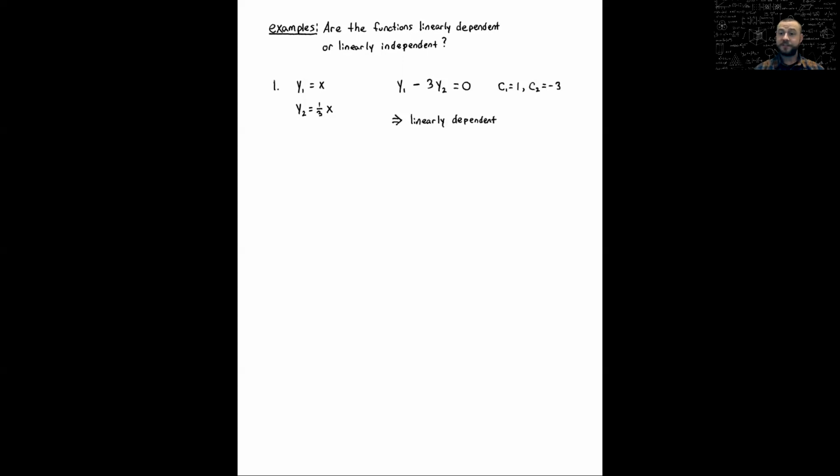All right, and here's a very simple set of constants. Let's take C1 to be 1 and C2 as -3. And if you multiply C1 by y1 and C2 by y2 and then add, you do get 0. And what that means is those two functions, since there exist non-zero constants such that their linear combination is 0, this means those two functions are linearly dependent.